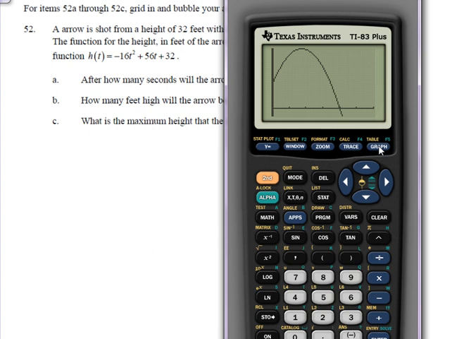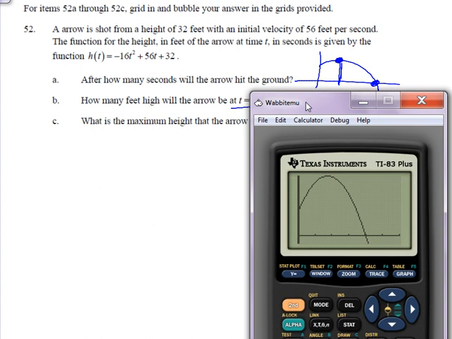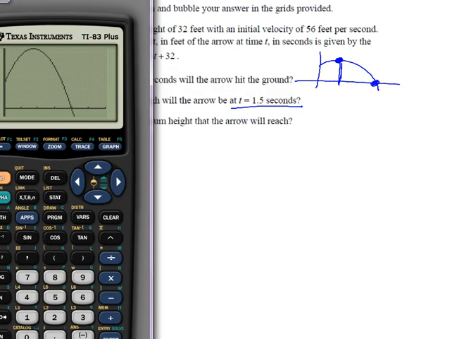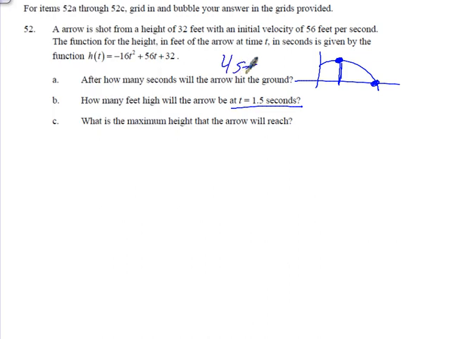So here we have my graph. How many seconds will the arrow hit the ground? So I just go to second trace. 0 is number 2. Left bound, so I go as close to the left of the 0 as I can. Hit enter. Go as close to the right. Guess, enter. And I get 4 seconds. Remember, when you see this -2e to the -11, that really just means 0. So the answer to this would be 4 seconds.